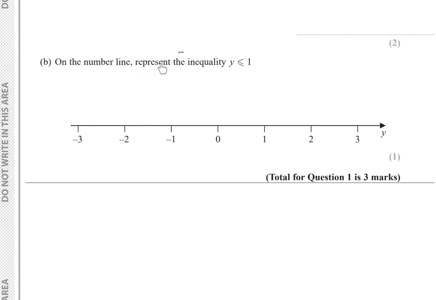The number line represents the inequality y less than or equal to 1. Draw a closed circle at 1. y less than or equal to 1, so all the numbers to the left, including 1.